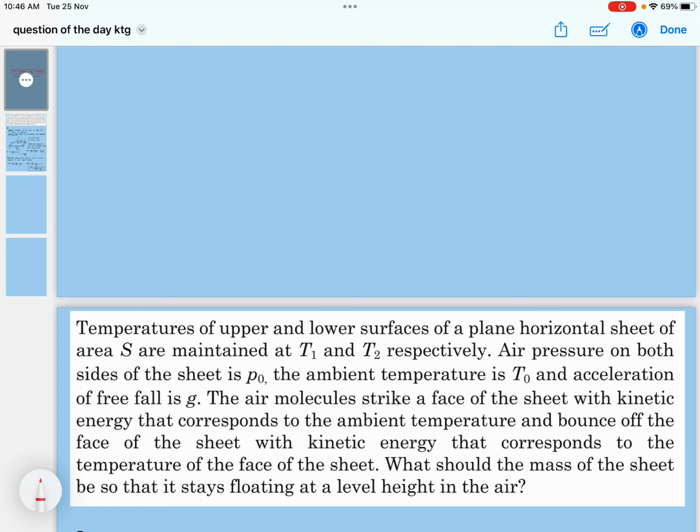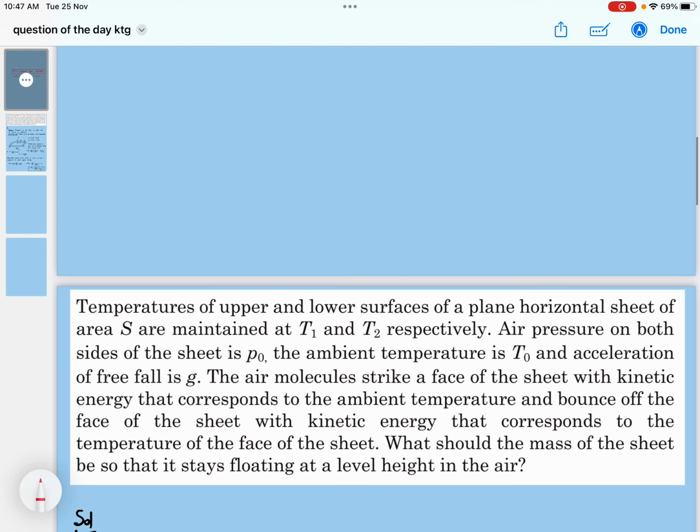What should the mass of the sheet be so that it stays floating at a level height in air? So that is the question, beta. You need to understand the language by yourself and try to think what they are asking. Pause your video here for at least 2 to 3 minutes, and now we are going to discuss the solution in detail.